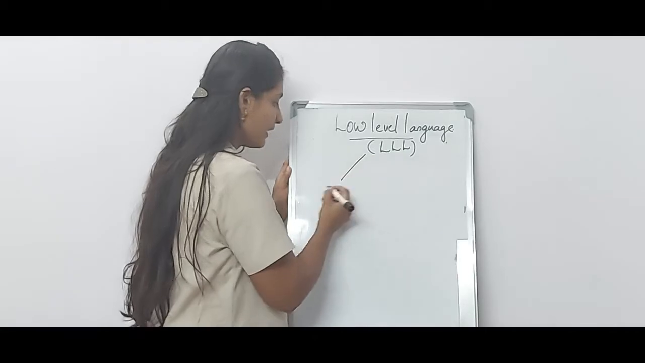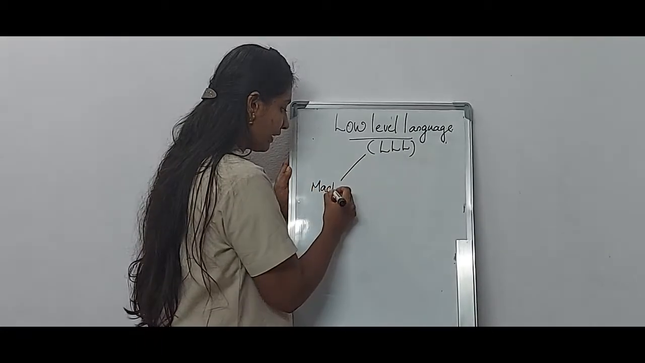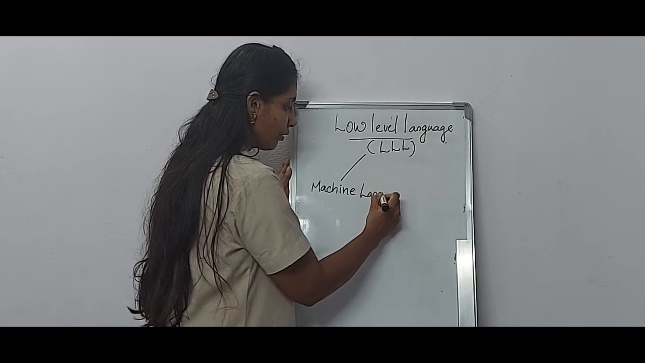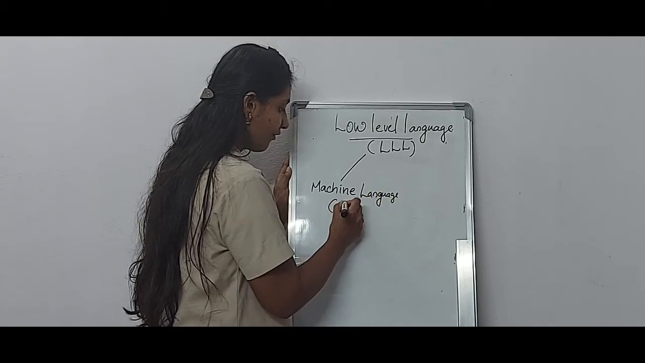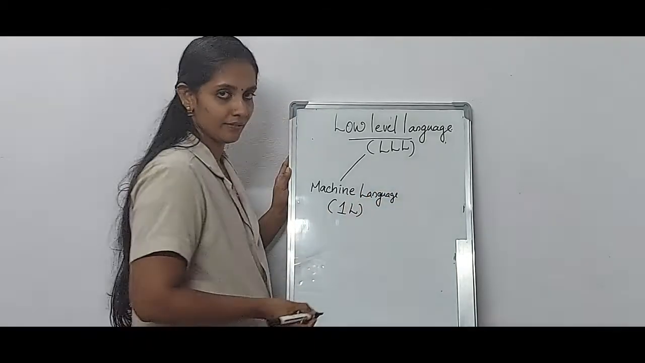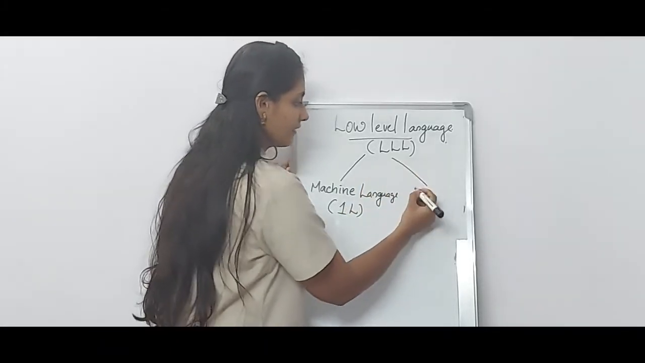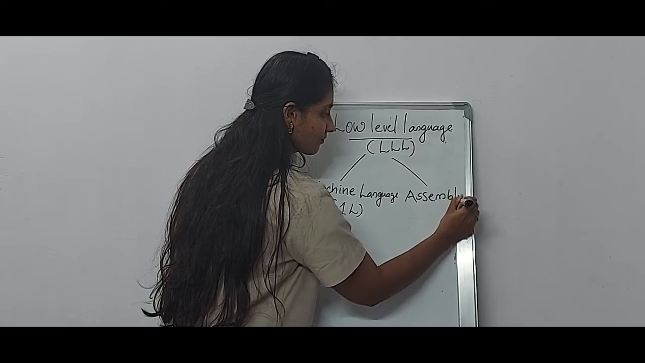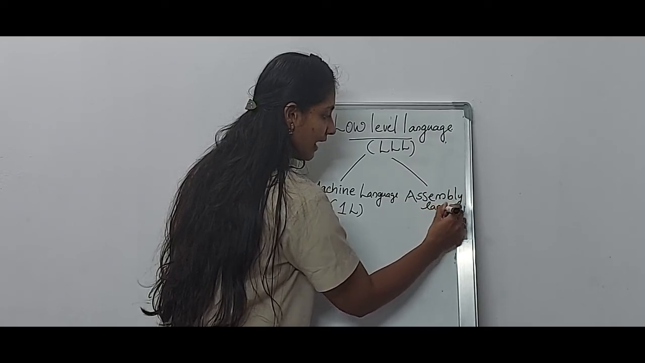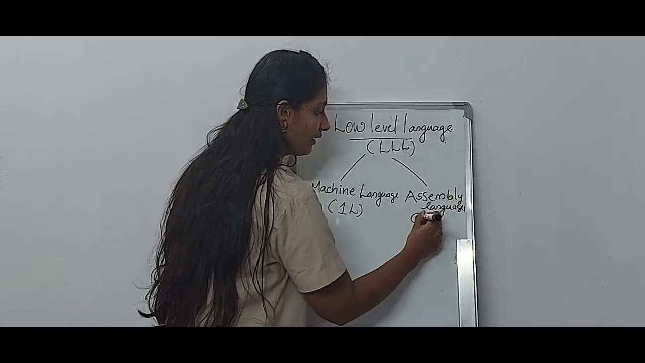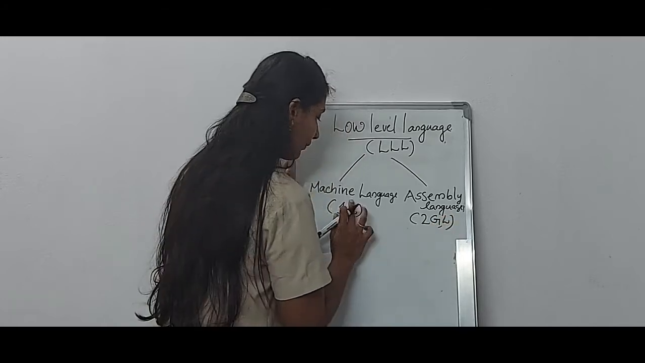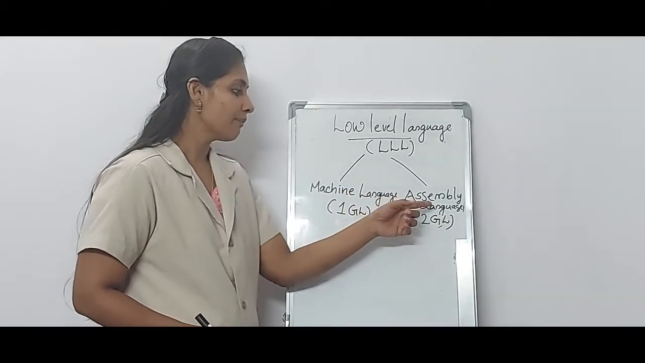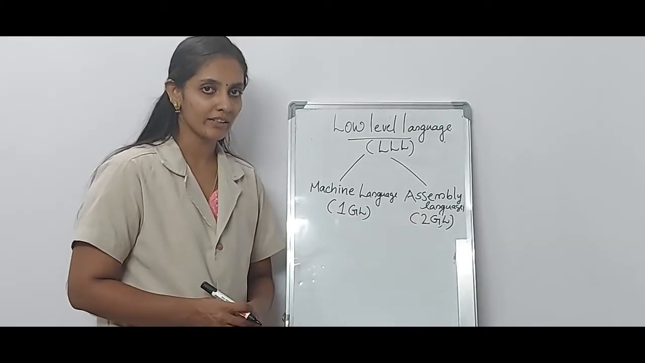First one is machine language, or otherwise we can say first generation language. Then second one is assembly language, also called second generation language. Machine language is also called first generation language. Assembly language is also called second generation language.